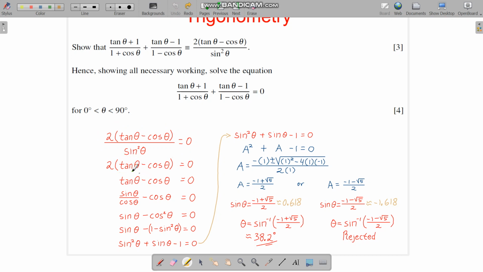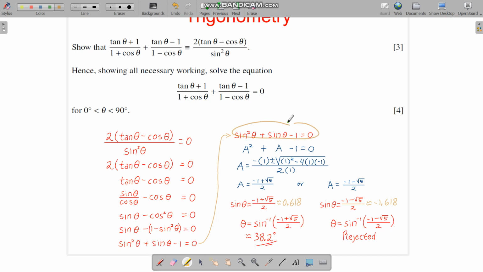We can divide throughout by 2. This 2 is not important. Tangent is sine over cos. We can multiply both sides by cos, so we get just sine. If you multiply by cos here, cos times this cancel out, we have only sine. Cos times cos, we get cos squared. And cos squared is 1 minus sine squared, Pythagorean, which means we have sine squared plus sine minus 1.